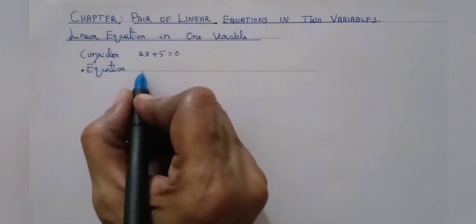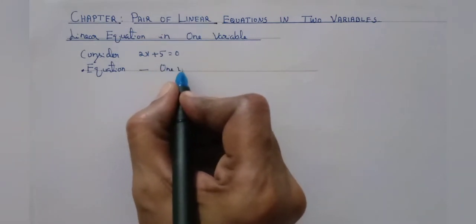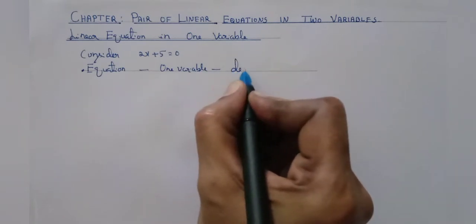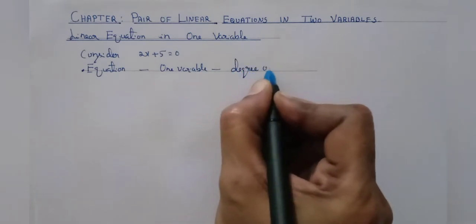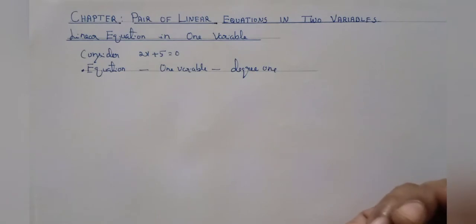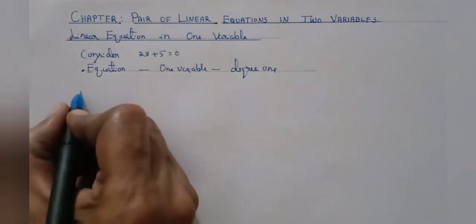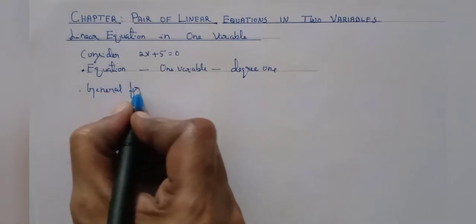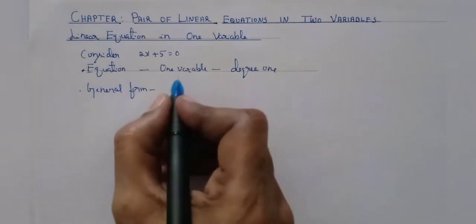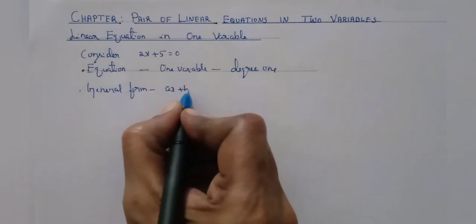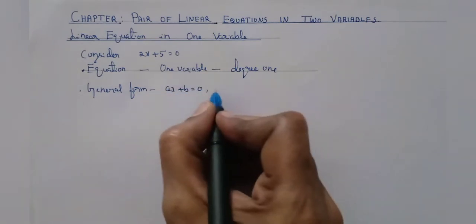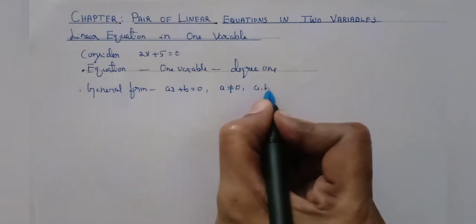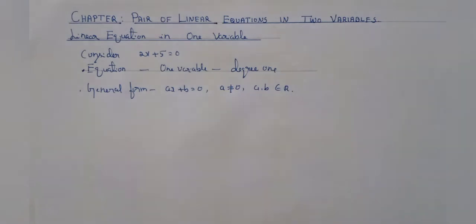So, an equation having one variable of degree 1 is called a linear equation in one variable. Then the general form of a linear equation in one variable is ax plus b is equal to 0, where a is not equal to 0, a and b are real numbers.